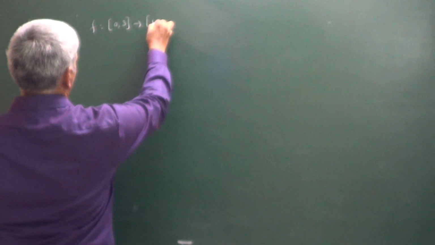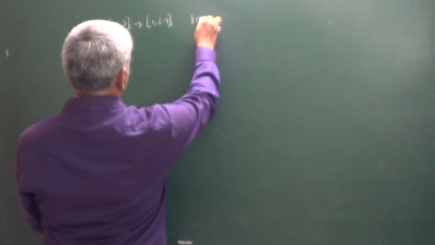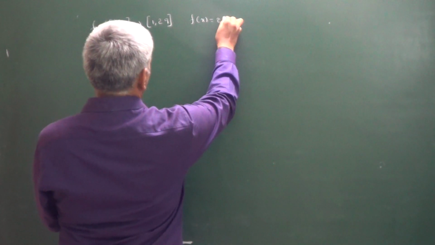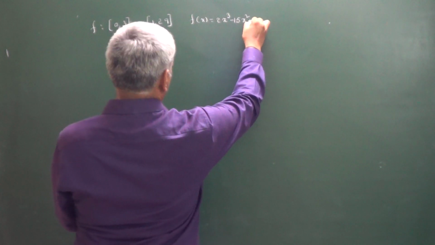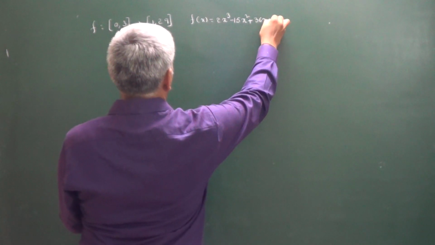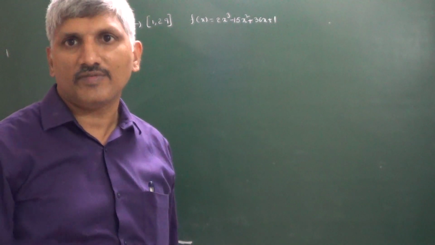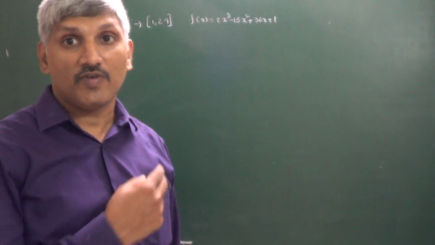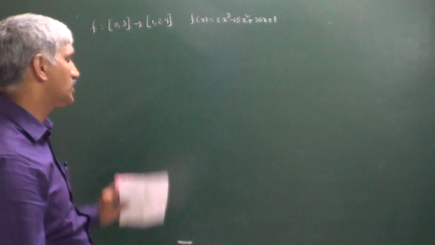So this is one more question. f from closed interval 0, 3 to closed interval 1, 29. The function is defined as f of x is equal to 2x cube minus 15x square plus 36x plus 1. He is asking about this function's graph. Next he is asking whether it is a 1-1 function or not, whether it is an onto function or not. That is the interval given.